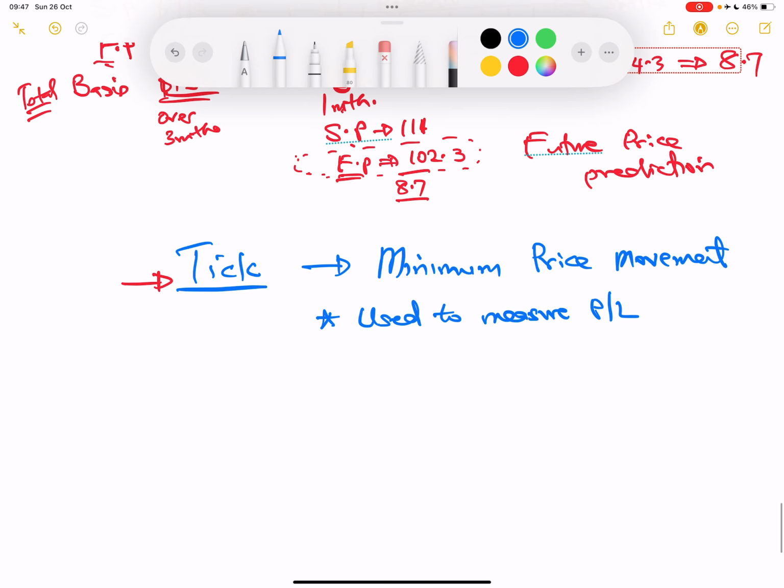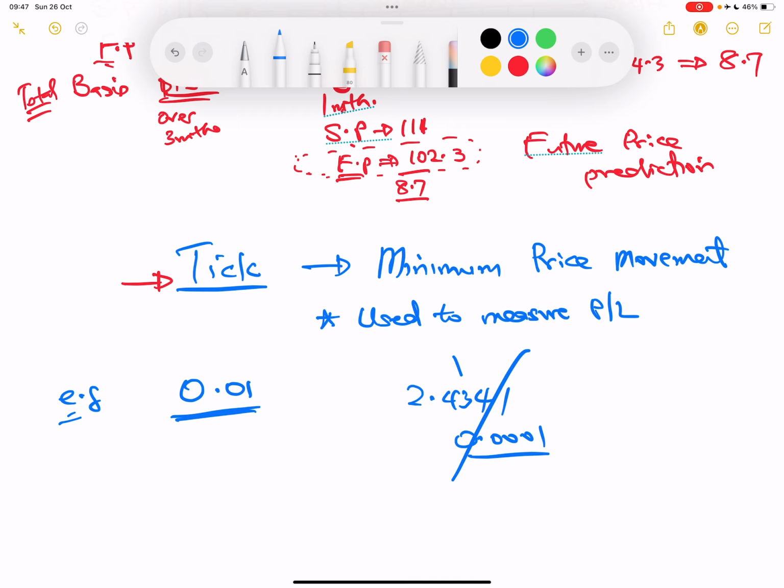Take for instance, we are saying that tick is 0.01. It means that you can't have a price of 2.4341 because this is already 0.0001. If the tick is 0.01, then the prices that you can have will be things like 4.35, 4.24. It has to be in 2 decimal places.